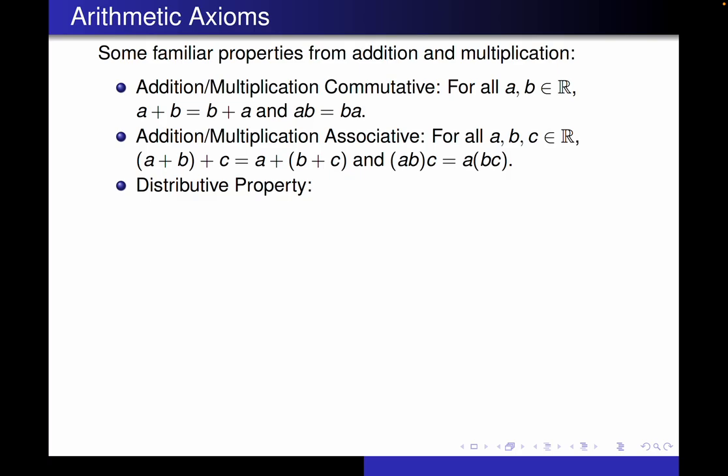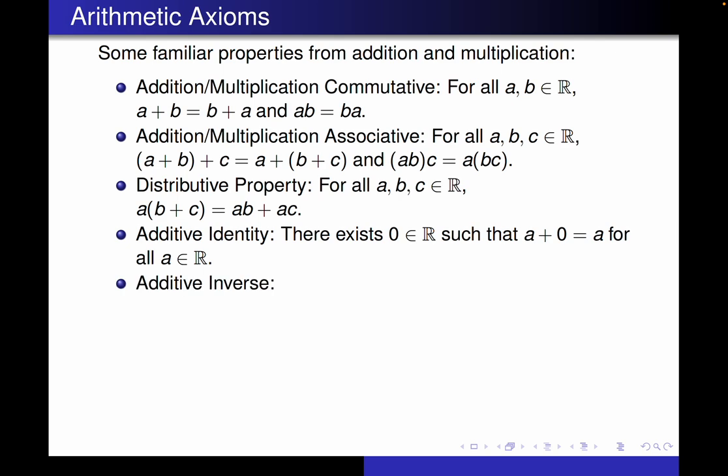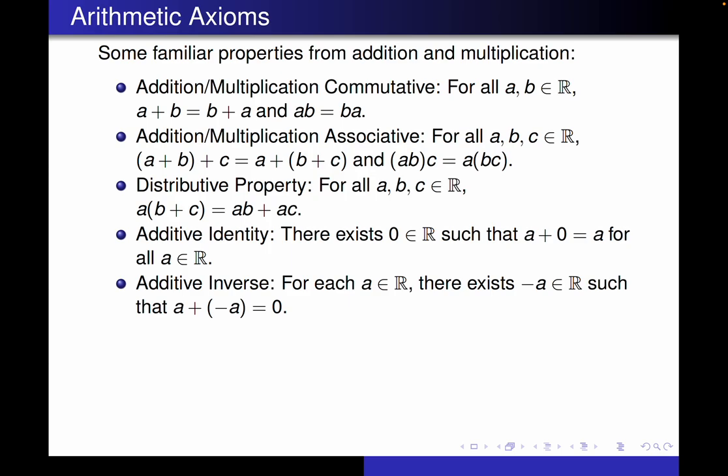We have the distributive property, which means that a times the quantity b plus c is the same as ab plus ac. We have an additive identity, as we've noted before. There exists, we call it zero, that leaves everybody alone when you add it to it. So a plus 0 equals a for all real numbers a. We have an additive inverse for every real number. So anytime you have a real number a, there's some negative a, where when you add that to a, you get 0.